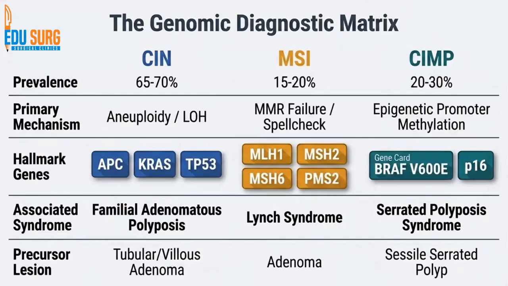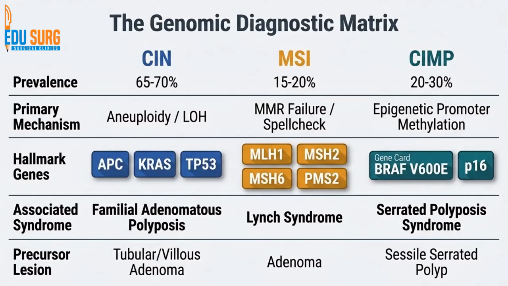So what we have seen so far, you have three important pathways. Remember this slide for your life if you are treating these patients. CIN is responsible for 65 to 70% of cases. The mechanism is mutations in multiple genes. The sequence I used to remember is AKT: APC, KRAS, and TP53. The syndrome is familial adenomatous polyposis, and the precursor lesion is tubular or villous adenoma.